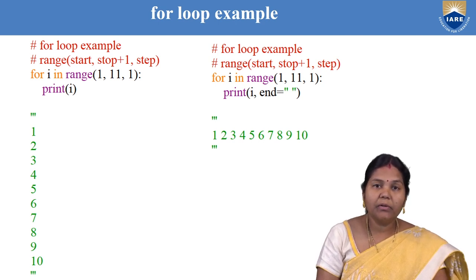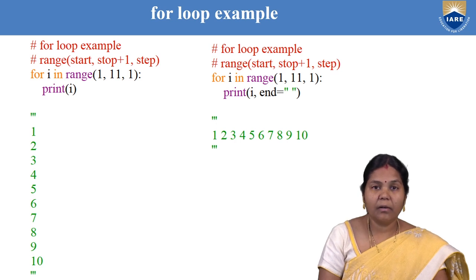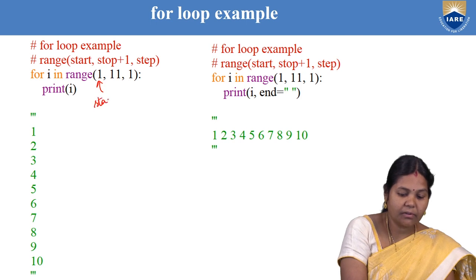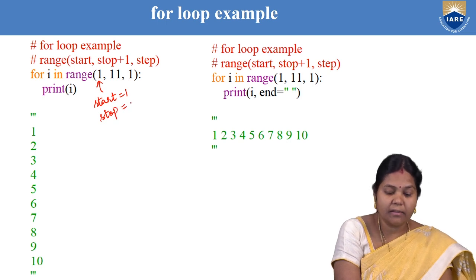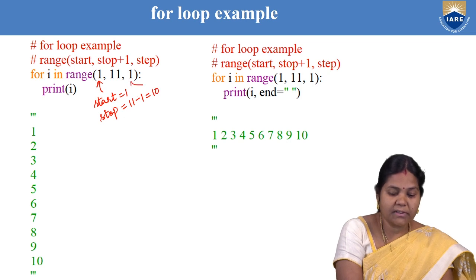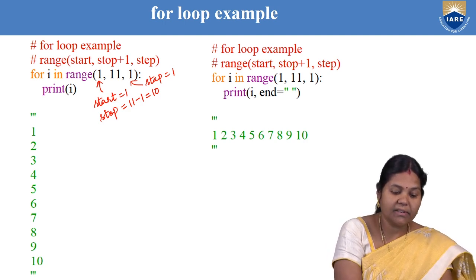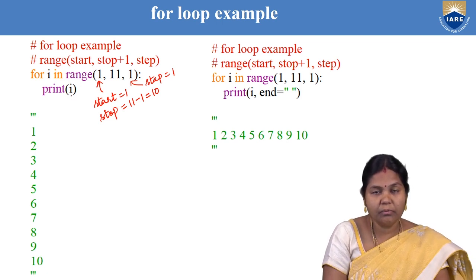Now, let us see a simple example of how to write a for loop using the range function. If I want to display the numbers from 1 to 10, I can write for i in range(1, 11, 1). Here the start value is 1 and the stop value is 11, which means it will iterate up to 10, that is, 11 minus 1. The step size is also 1. Starting from the number 1, it will display the numbers because there is a print statement, up to 10. When i reaches 11, the loop stops.